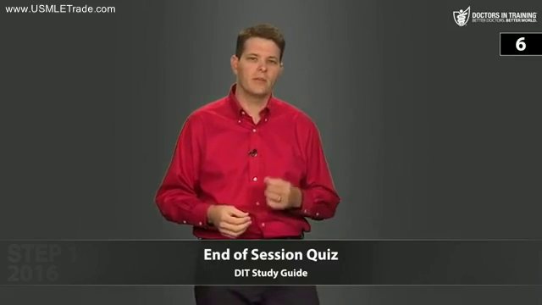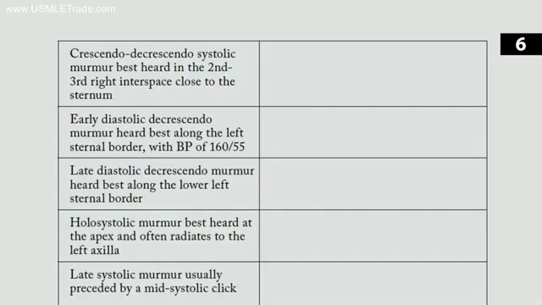What pathology is associated with each of the following murmurs? Crescendo-decrescendo systolic murmur, heard best in the second to third right interspace close to the sternum, is going to be aortic stenosis. And even if they didn't say crescendo-decrescendo, but just a systolic murmur in the aortic region, it's probably enough to give you the diagnosis of aortic stenosis. The next one is early diastolic decrescendo murmur, heard best along the left sternal border with blood pressure of 160/55. That's most likely aortic regurgitation with that wide pulse pressure. Very important clue.